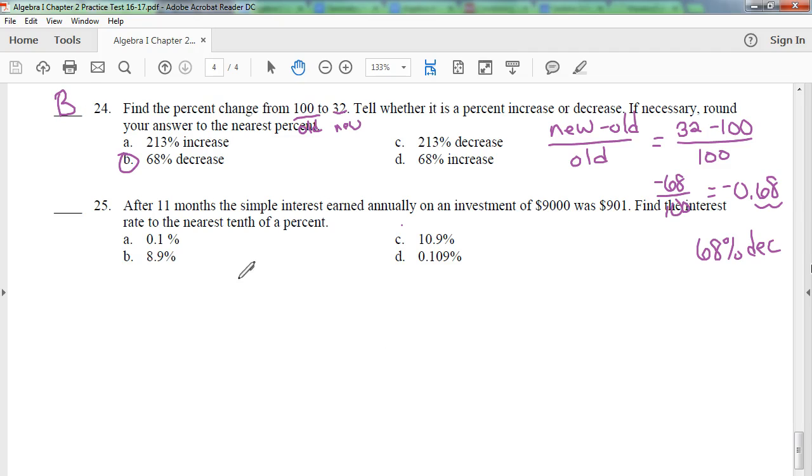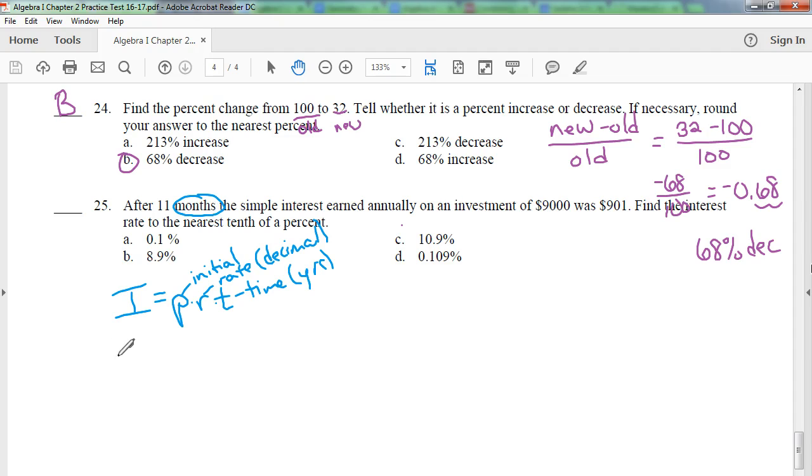Number 25, after 11 months, the simple interest earned annually on an investment of $9,000 was $901. Find the interest rate to the nearest tenth of a percent. Okay, our interest formula looks like this, I equals PRT. Remember, this is our initial investment or initial amount borrowed. R is our rate as a decimal. And T is our time, always in years. Now you'll notice this problem did not give us our time in years, it gave it to us in months. So we will need to write this as a fraction of a year.